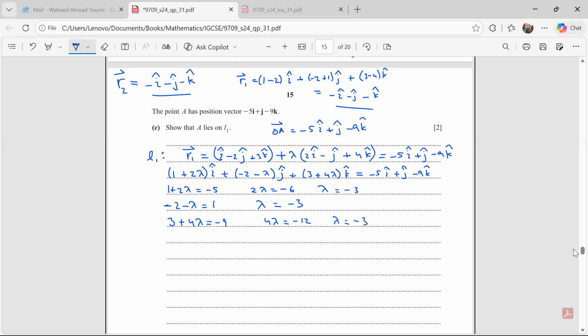That means this point A lies on L1. So if I substitute lambda equal to -3 in this vector R1, it will converge to this OA vector. So that means it is on this position vector. I hope it's clear.